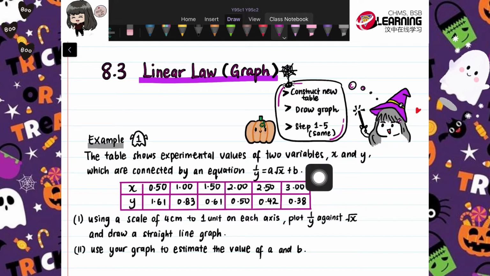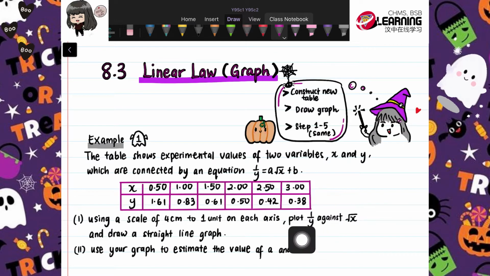Okay, so the thing here is, if you want to draw a graph, you don't draw using this xy. Okay, if you draw this xy, you won't get a straight line. Remember, this topic is about linear law. So linear law is all about straight line. So when you draw the graph also, you need to draw a straight line graph, okay? So part 1, using a scale of, okay, you're given scale here, you're gonna plot, okay, look at this, plot 1 over y against square root of x.